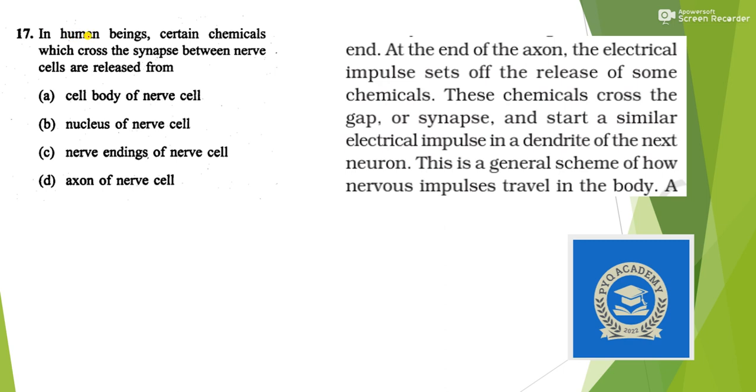Next question is, in human beings, certain chemicals which cross the synapse between nerve cells are released from. So you can see here, at the end of the axon, the electrical impulse sets off the release of some chemicals. These chemicals cross the gap or synapse, and so here we got our answer, the end of the axon. So the answer is option D, axon nerve. These chemicals are released from the axon nerve.